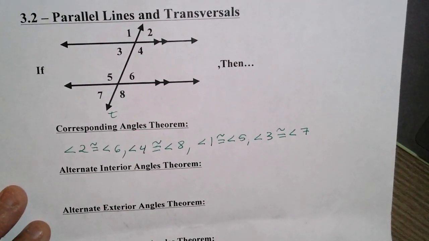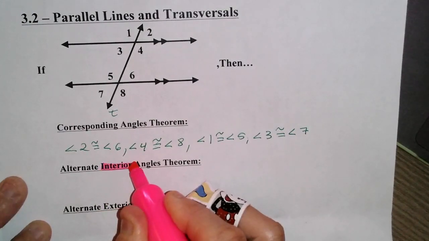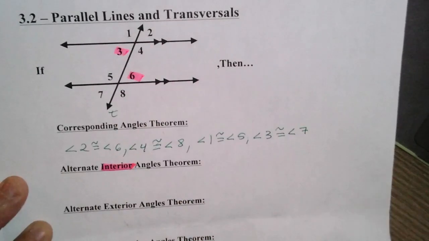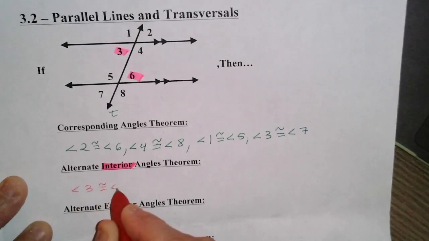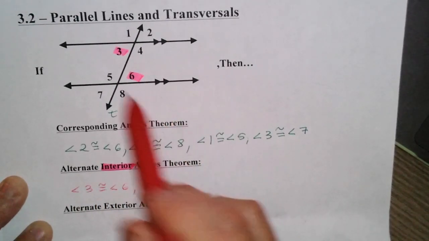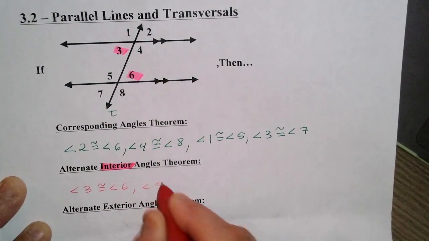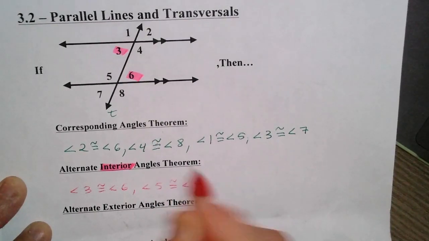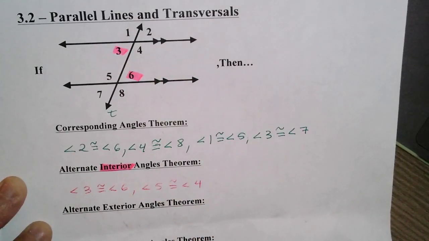The next one is the alternate interior angles theorem. Remember, alternate interior is on the inside of the parallel lines. So I have a pair here, angle 3 and angle 6, and they are going to be congruent. And then the other pair here, angle 5 and angle 4. Remember that alternate interior angles are on opposite sides of the transversal, but they're both on the inside of the parallel lines.